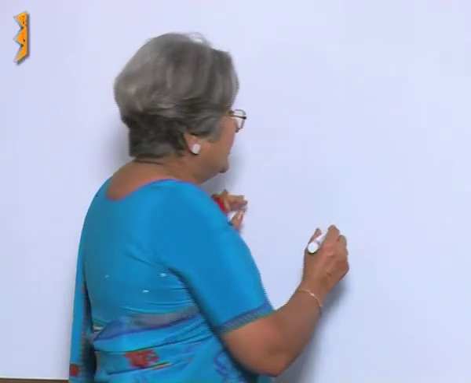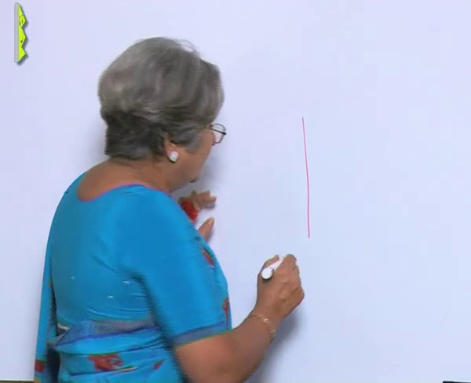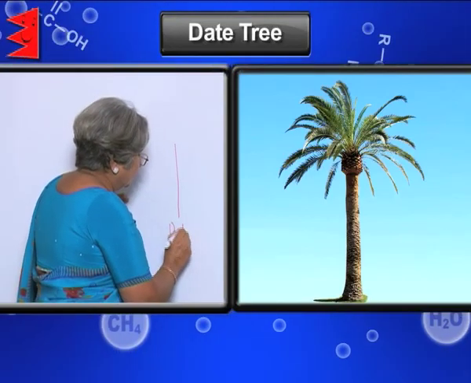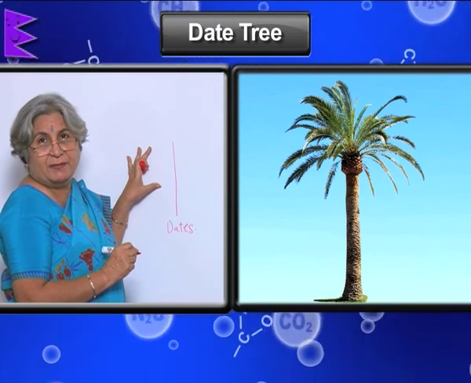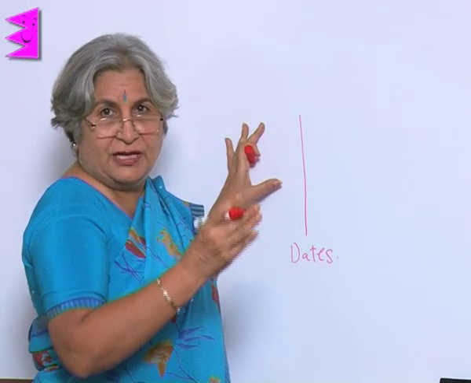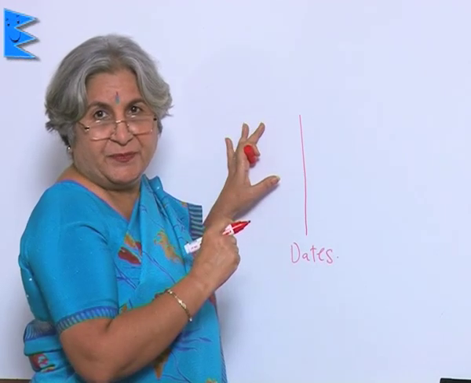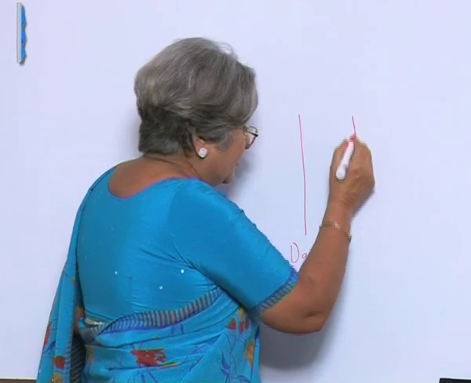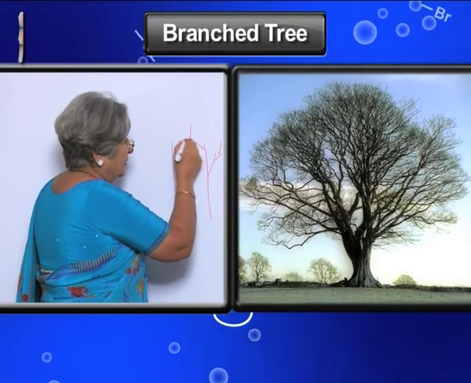Now let us take the case of some trees. They just keep on growing tall. They don't branch, like dates. Even climbing a date tree or a palm tree is very difficult. You must have seen there is a special technique, how they keep on jumping like monkeys and keep climbing up. But there are some trees which start branching like this.